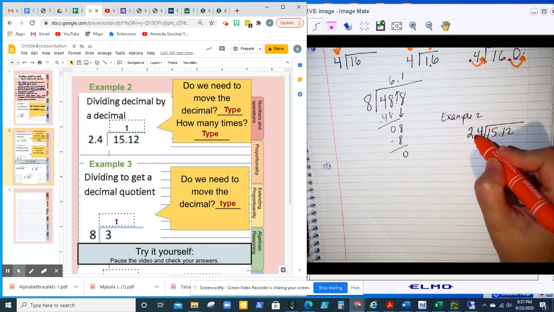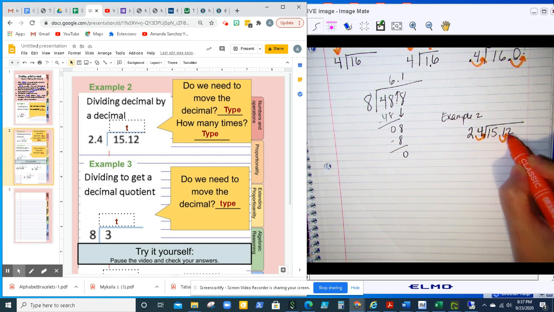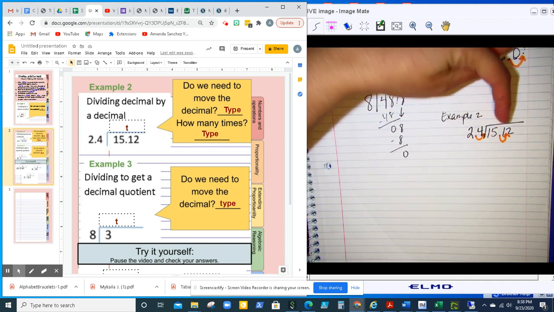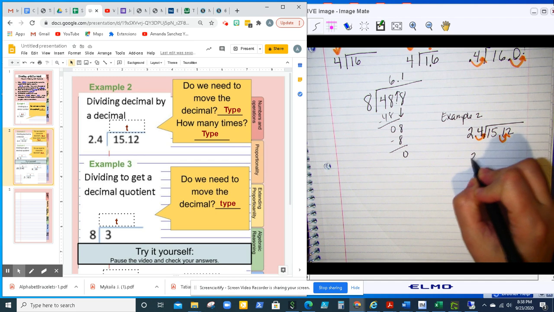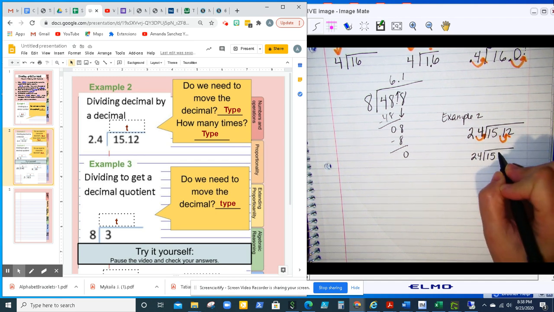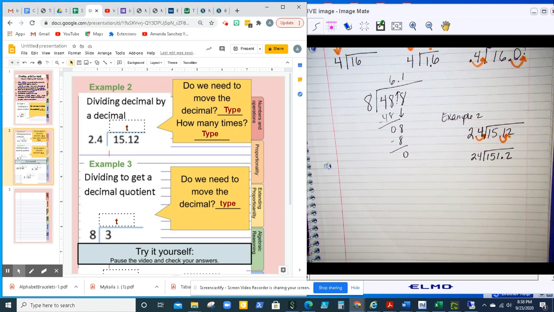bump that decimal one time to the right, and whatever you do to the number on the outside, you must do to the number on the inside. So this decimal needs to be bumped over. And so now the new home of the decimal is between the 1 and the 2. So I'm just going to rewrite it: 24 into, now the value is 151.2. And now it's ready to divide.